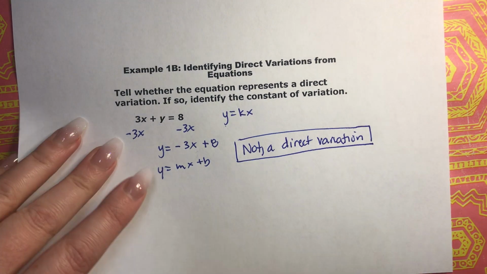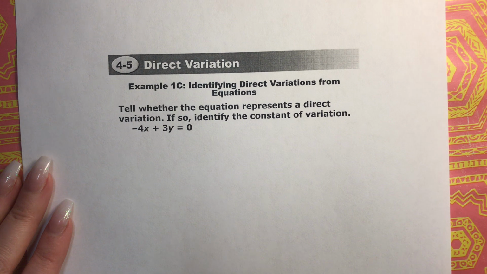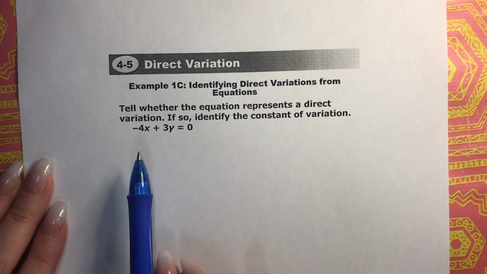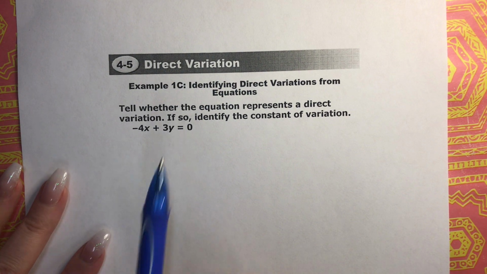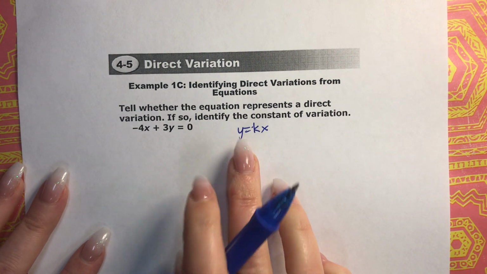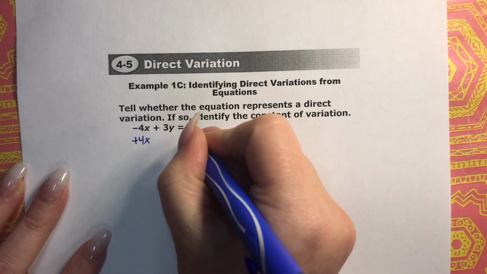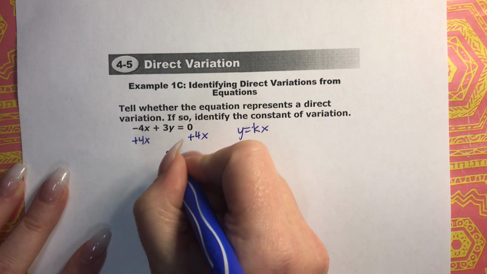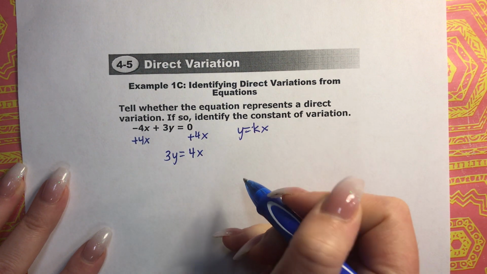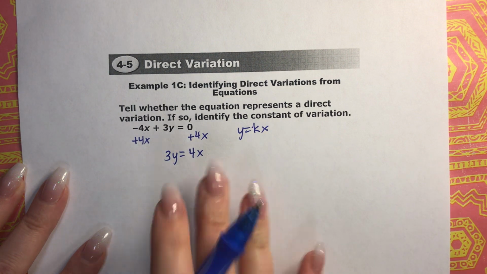Okay. Let's look at another example. So example 1c here. Okay, so we're just going to tell whether it's a direct variation. We have an equation in standard form again, so we have to put it into direct variation, which means y equals kx. We need to isolate that y and get it by itself. So I'm going to start by moving this 4x to the other side. 3y equals 4x, and then this is like plus 0, but I don't need to write that, right? We don't need to write plus 0, so we'll just leave it blank, which means that it is 0.